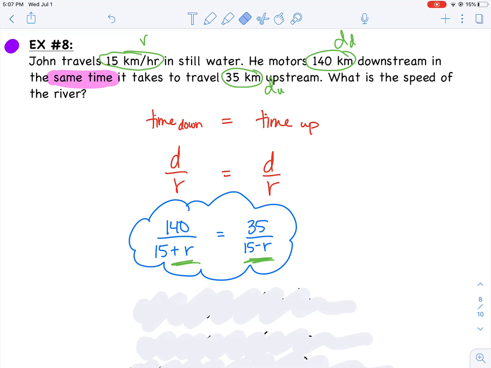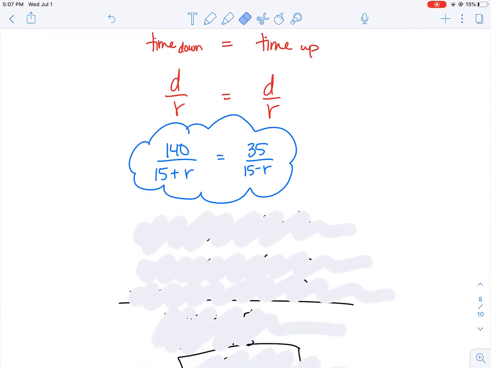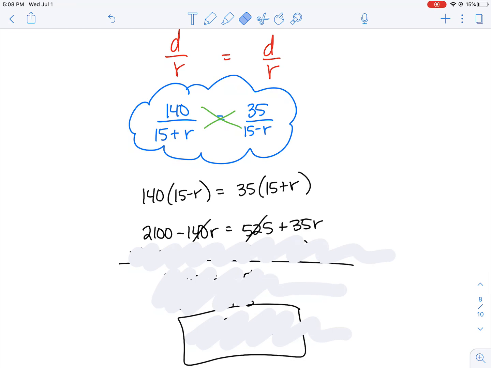Hopefully that makes sense. All right, now that I have all the important information in an equation, it looks like this is also a proportion, two fractions set equal to each other. So I should be able to cross multiply and solve. I'm going to do the 140 times the 15 minus R, making sure you distribute. And I'm going to do the 35 times the 15 plus R, making sure that you distribute. After I distribute all of my values, I ended up getting this equation. And now I can move all of my variables to one side, all of my constants to the other side, and I can solve for R.